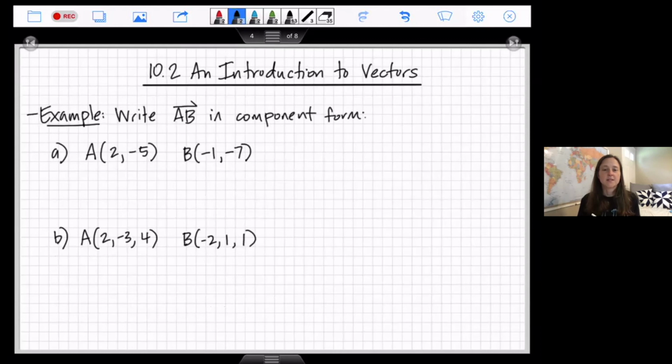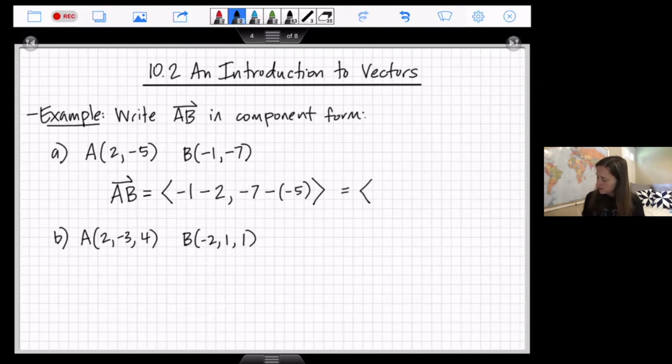All right, so let's get some practice finding component form of vectors. This problem asks us to find vector AB in component form, and that implies again that we're starting at A and ending at B. So when I do this, I need to subtract end minus start. I need to subtract B coordinates minus A coordinates. So we're going to do B coordinate minus A coordinate for the x's, and then the same for the y's, -7 minus -5. And then just simplify arithmetic. -1 minus 2 is -3. -7 plus 5 is going to be -2. And there's our component form.